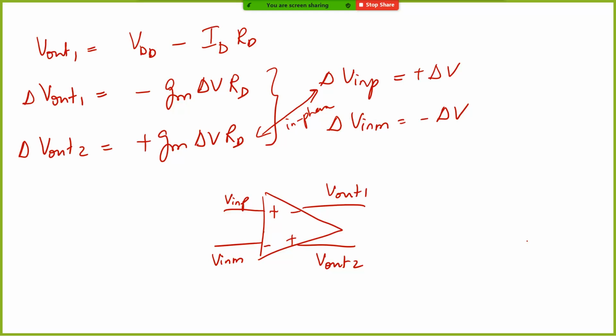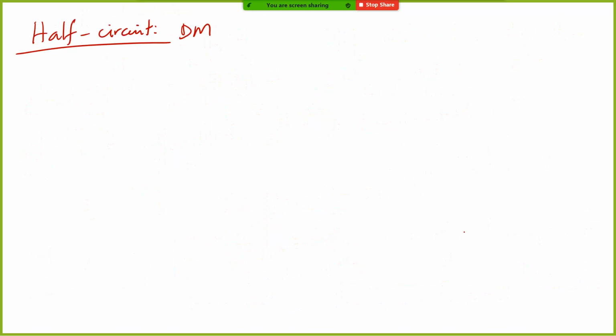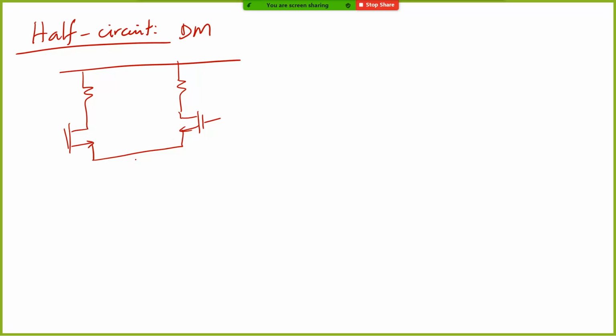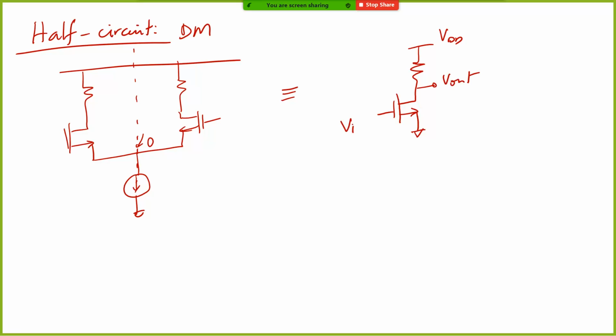So now what we can do is split this circuit into half. Basically this is virtual ground, and therefore if you split it into half, what is the half circuit that you get? You have a resistor, you have one side transistor, and then you get a virtual ground. Now what is this amplifier? This is nothing but a common source, right?